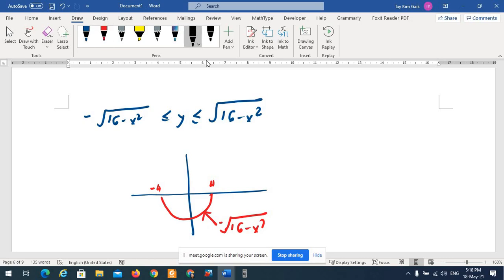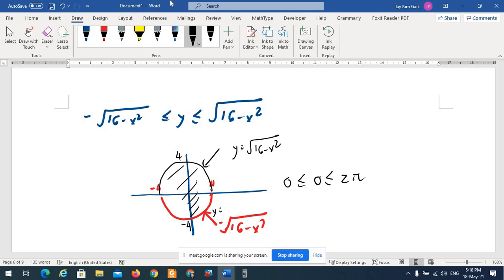Later, the positive one, with x from negative 4 to positive 4. The black color is y equals positive square root of 16 minus x squared, and this is y equals negative. The limit of x is from negative 4 to 4, so this is a full circle. That's why theta is from 0 to 2 pi. Then we convert everything.